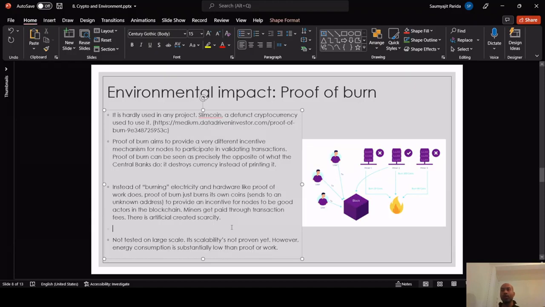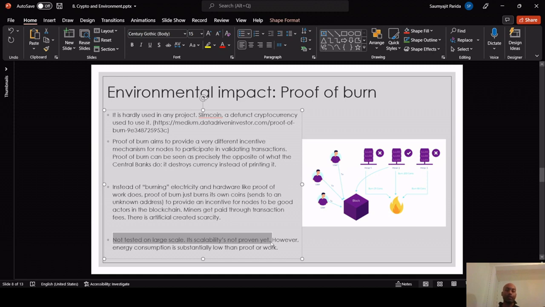So if there is 1 billion coins, then we burn around 20 to 30% of the coins. So it creates scarcity. There is a demand and supply imbalance, and that increases the value of the coins. It is not tested at large scale. Scalability is not proven yet.